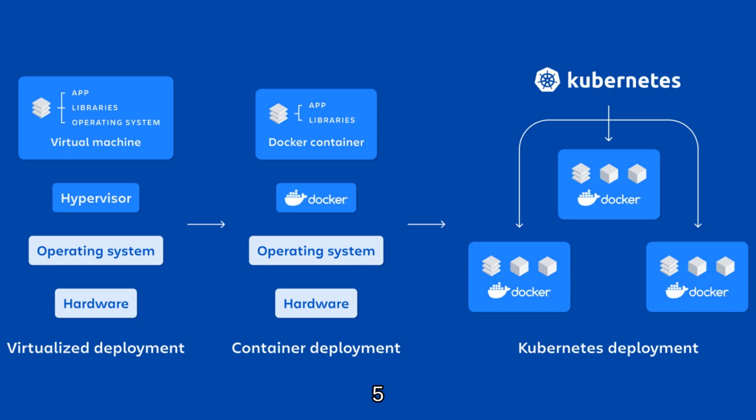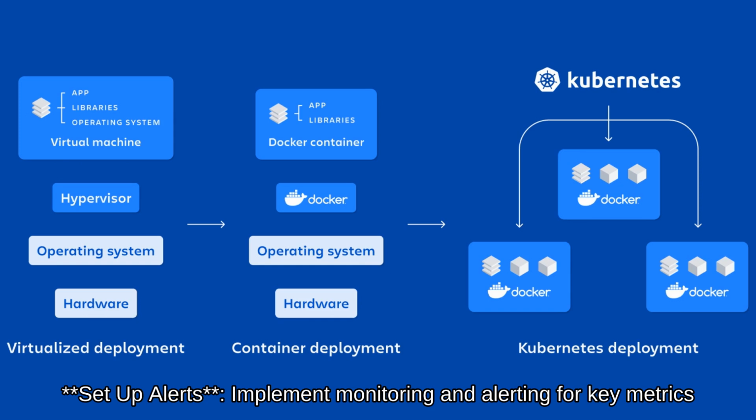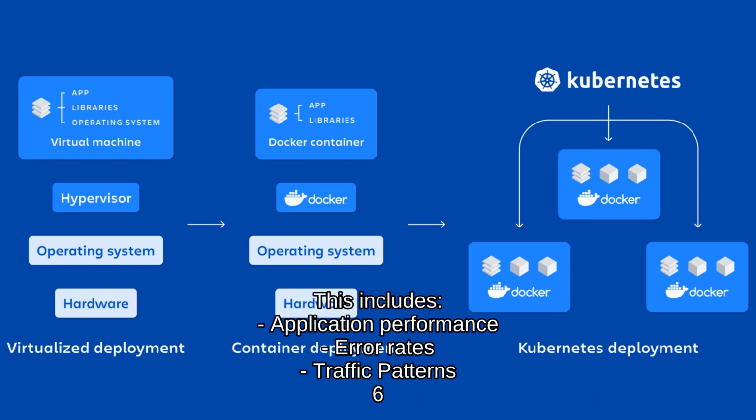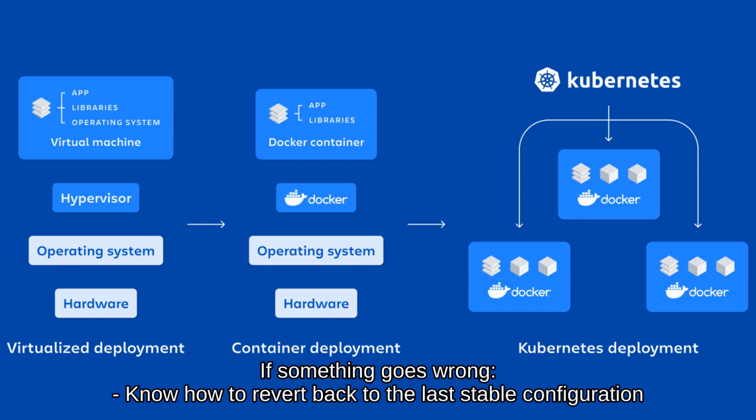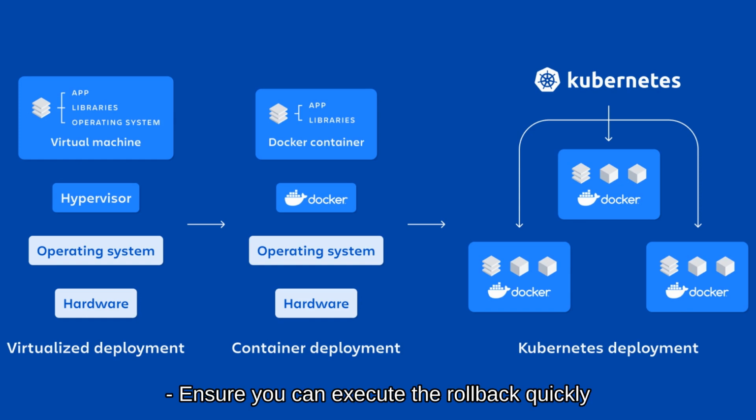5. Set up alerts. Implement monitoring and alerting for key metrics. This includes application performance, error rates, traffic patterns. 6. Plan for rollback. Always have a rollback plan. If something goes wrong, know how to revert back to the last stable configuration. Ensure you can execute the rollback quickly.